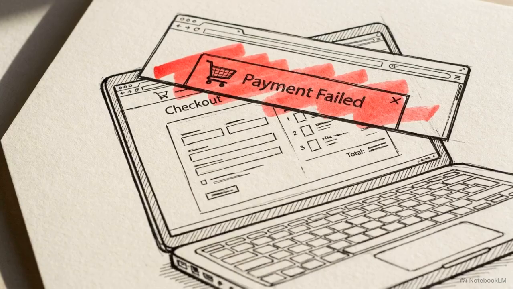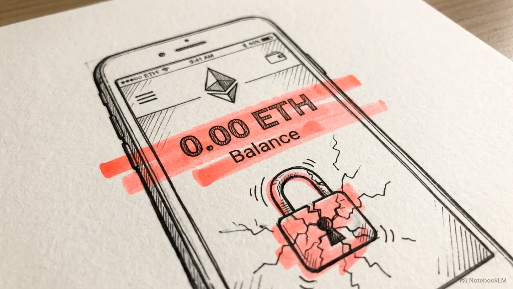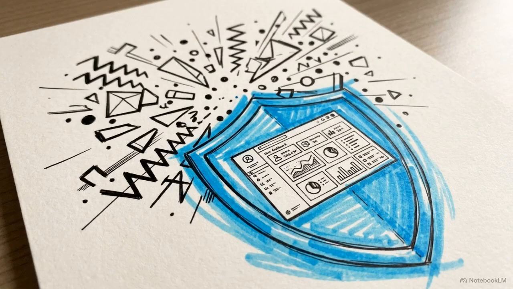In traditional web development, a confusing interface might cost you an e-commerce sale. In Web3, a confusing interface leads to users permanently losing their own funds. In the decentralized landscape, the user interface serves as the primary security and trust layer for the entire platform.